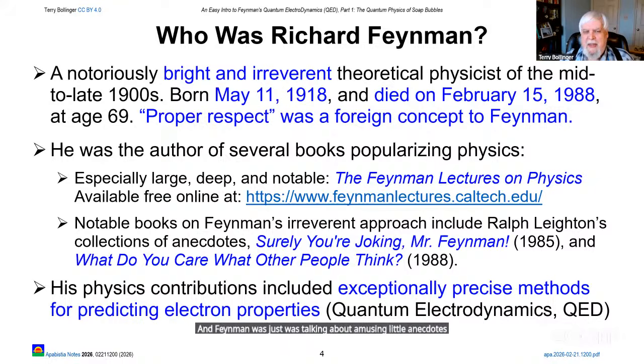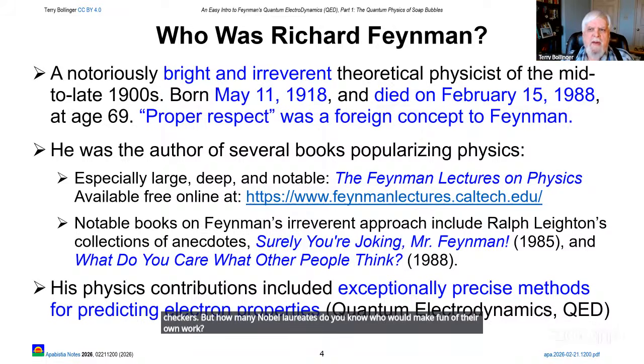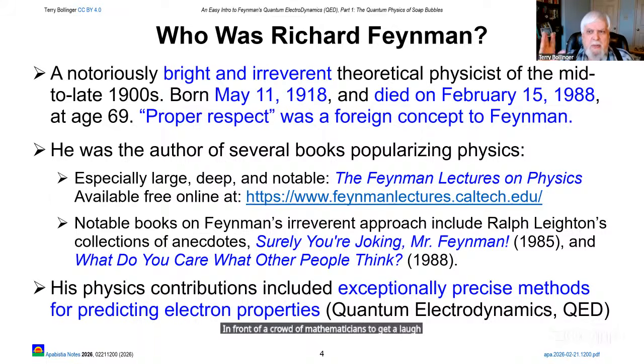He did not consider what he had said to be that irrelevant. He actually made a joke about his own QED theory in front of a bunch of Princeton mathematicians, and he played his own theory for a laugh. He said, "Yeah, it's probably all wrong. Probably something like checkers." But how many Nobel laureates do you know who would make fun of their own work in front of a crowd of mathematicians to get a laugh? And he meant it. He just said, "Yeah, it's probably wrong."